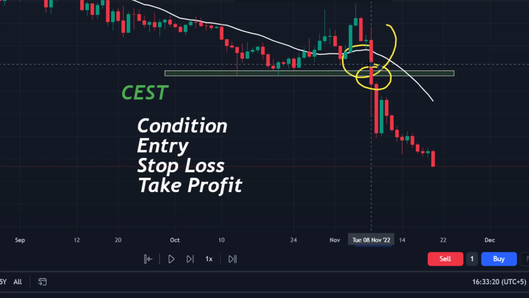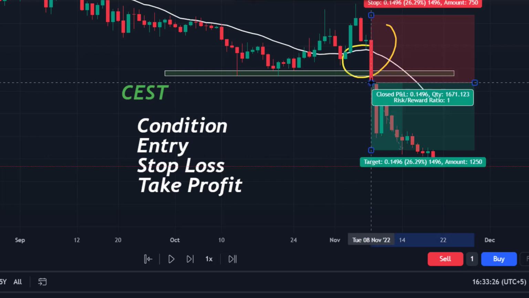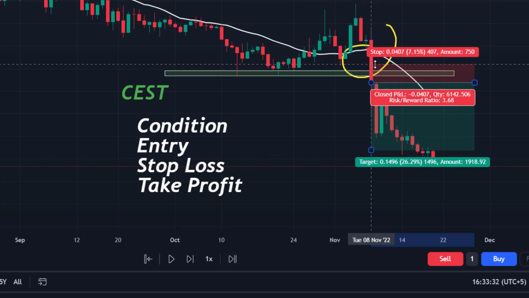You can see in here, so the condition is met. Okay, now your entry. For the entry, from the next candle we can open our entry, and then we are just going to set our stop loss above this, and then our take profit. So this is the CEST: condition, entry, stop loss, take profit.